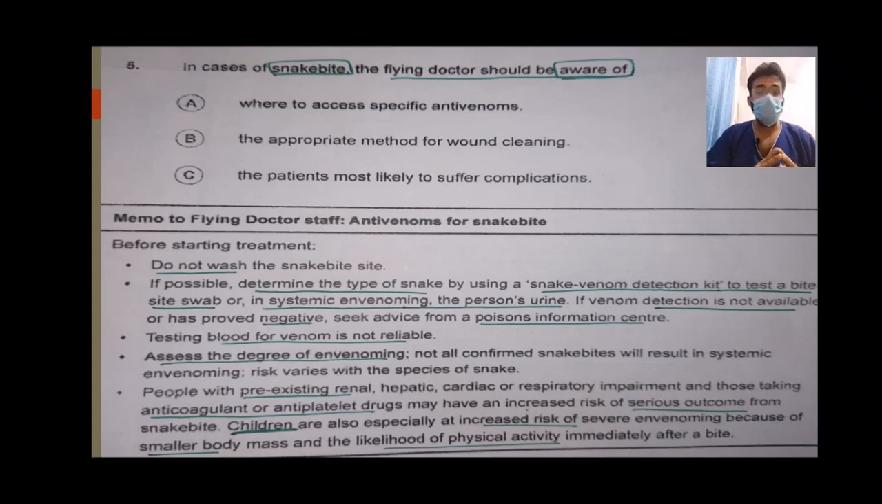Okay, let's move to the options. Option A: where to assess the specific antivenom.